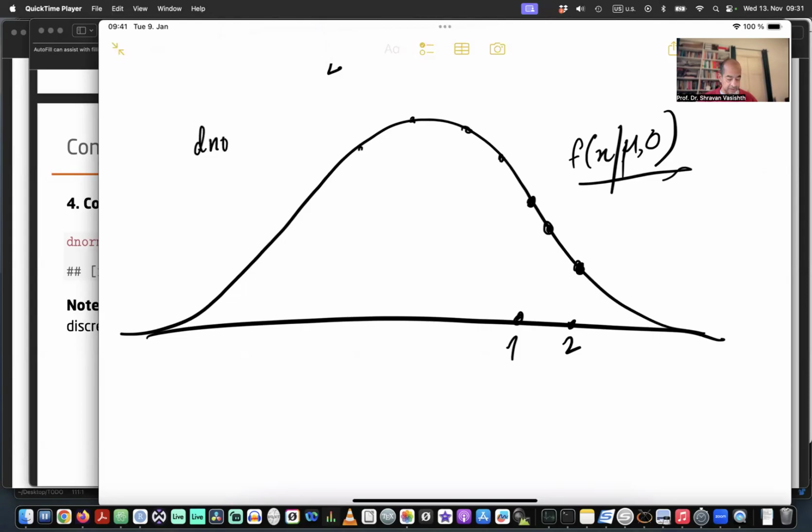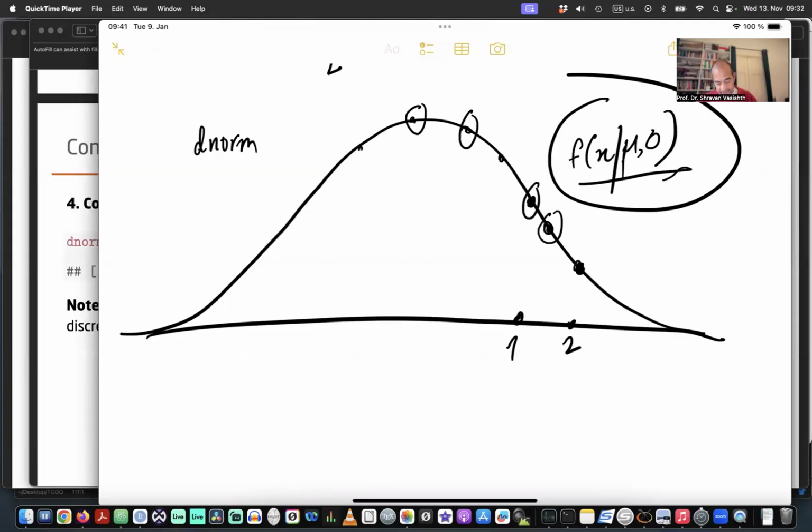D stands for density. So these numbers that this function f of x is giving us are called the density. They are not the probability. It's pretty surprising that many people get confused about this. I've seen people mistakenly say that the density values are actually the probabilities. They're not, right?